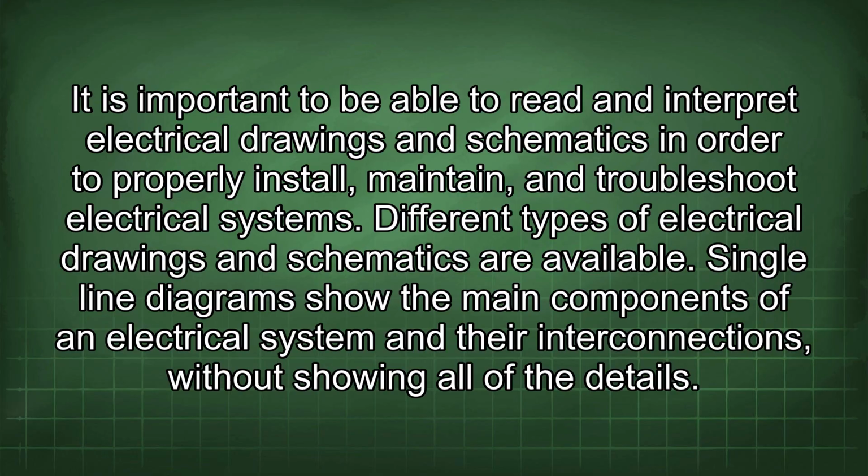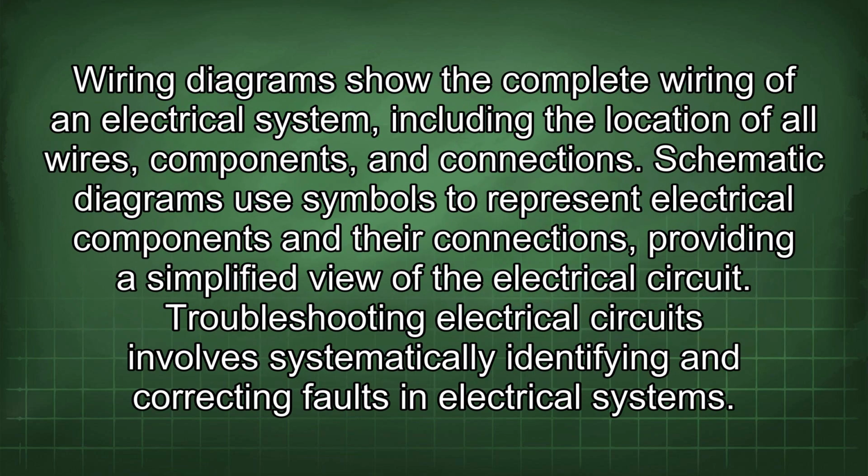Different types of electrical drawings and schematics are available. Single-line diagrams show the main components of an electrical system and their interconnections without showing all of the details. Wiring diagrams show the complete wiring of an electrical system, including the location of all wires, components, and connections. Schematic diagrams use symbols to represent electrical components and their connections, providing a simplified view of the electrical circuit.